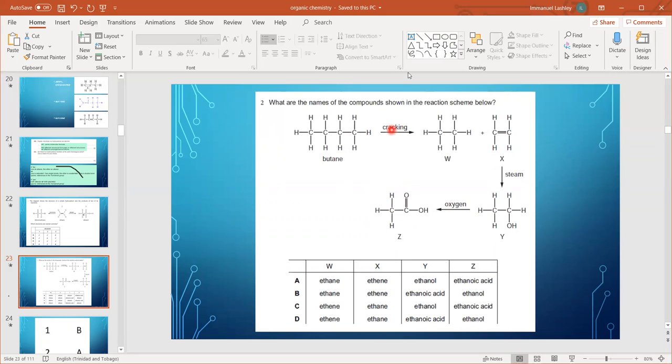How do I know that that's what it is? This here is an alkane because there are only single bonds present. This is an alkene because of the presence of the double bond here. This here is an alcohol because of the presence of the OH group. And this here is an acid because of the presence of the C double bond O, OH group right here.